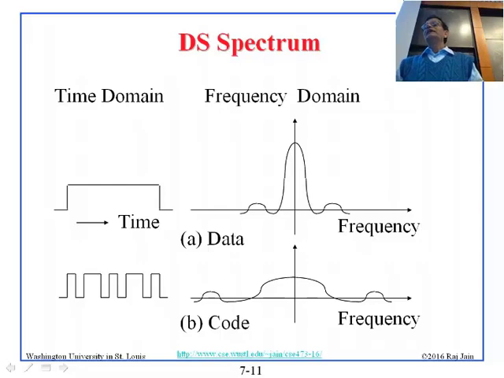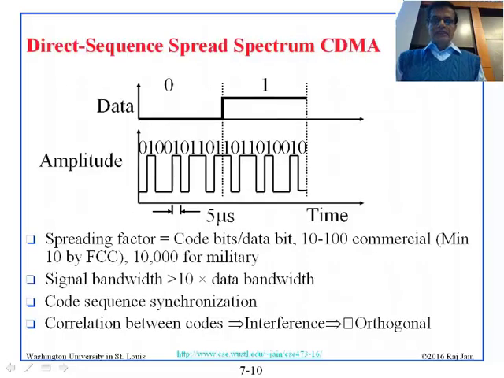Now, this is called direct sequence spread spectrum. There is another method of spread spectrum that we will discuss next, but this is direct sequence. We don't do too much work. We just take directly a bit and translate it into code bits. So this is called DSSS-CDMA, direct sequence spread spectrum CDMA.